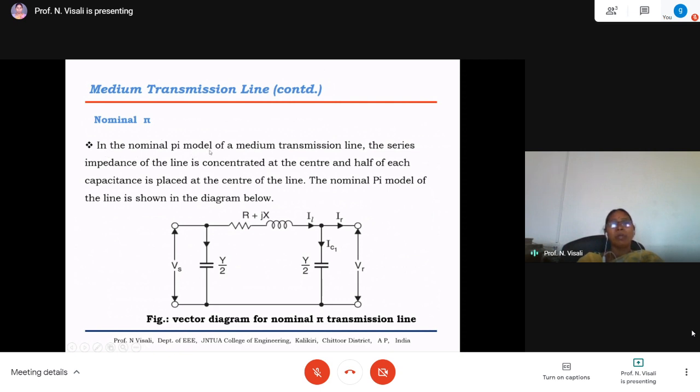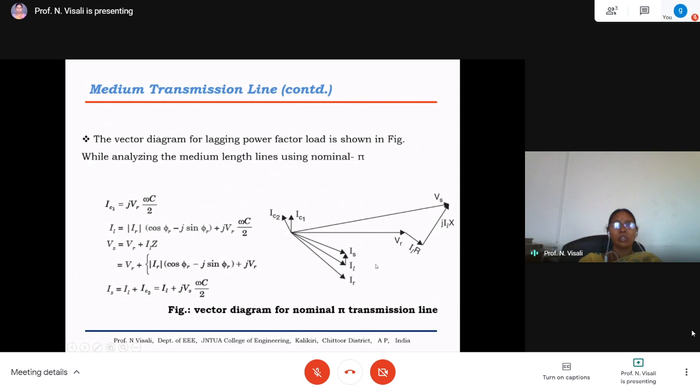In the nominal pi model of a medium transmission line, the series impedance of the line is concentrated at the center and half of each capacitance is placed at each end of the line. The impedance is fixed and the capacitance is shared between two ends. One end is y by 2, other end is y by 2. So this looks like a pi model. So we are going to consider it as a pi network. It's a nominal pi model. So for this, again we have to write the equations and phasor diagram.